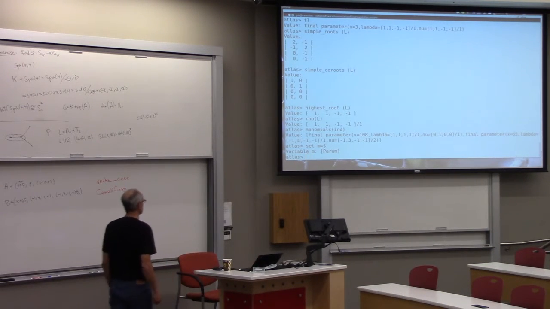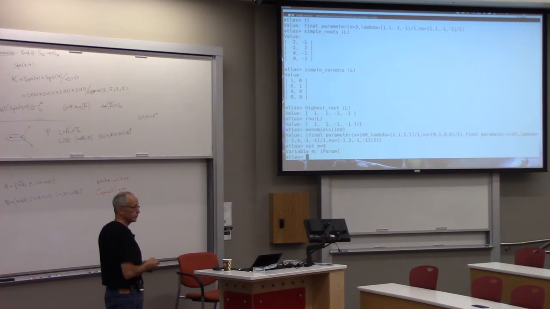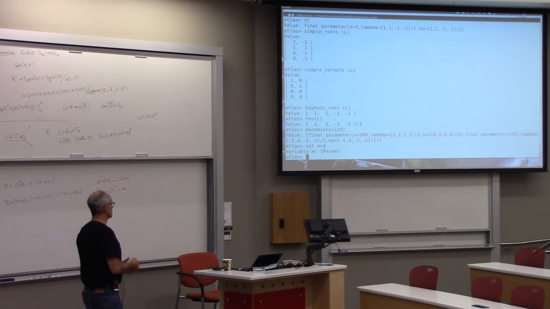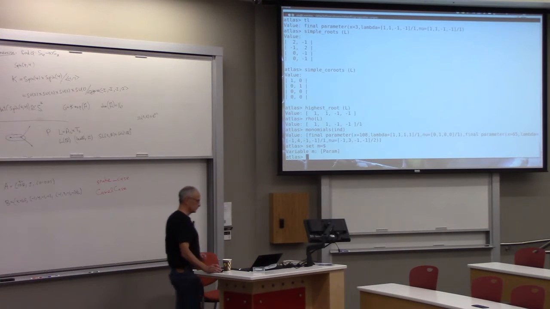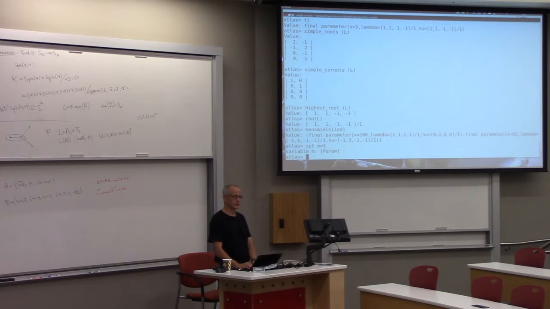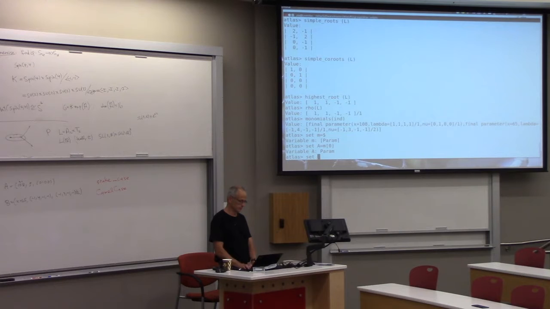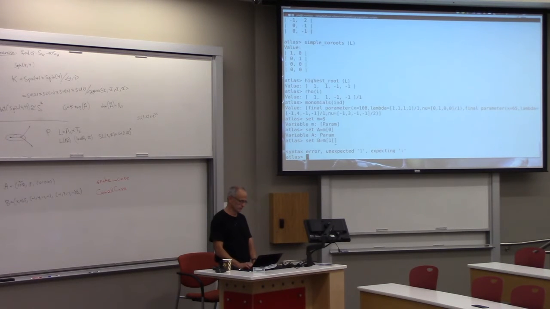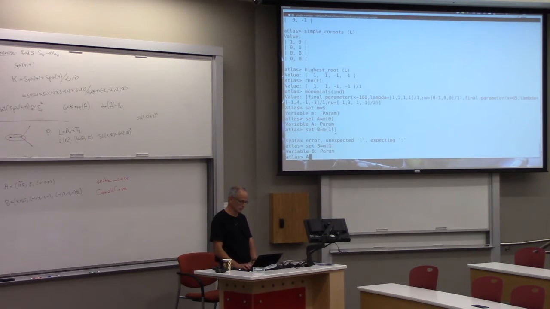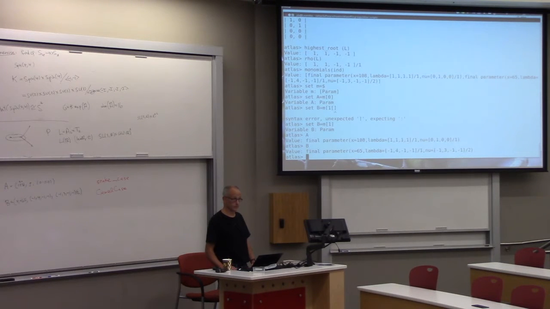This int is called the param pole. It's a linear combination of things with some coefficients. The monomials just takes out the parameters and throws away the coefficients and returns it as a list. The advantage is that you can now select: I can set A equal to m bracket 0 and B equal to m bracket 1. Those are the two parameters I'm interested in.